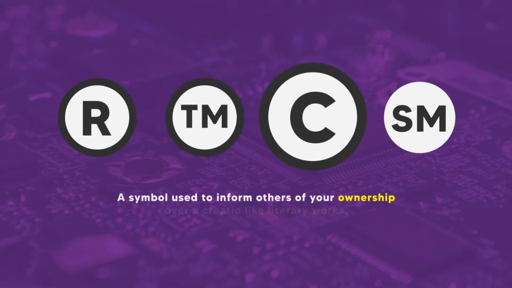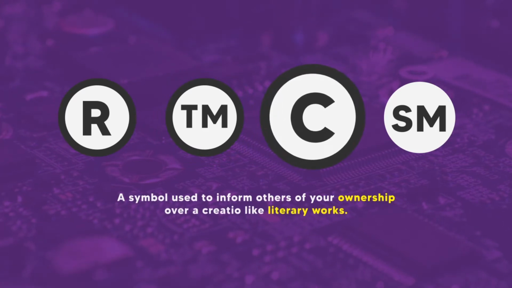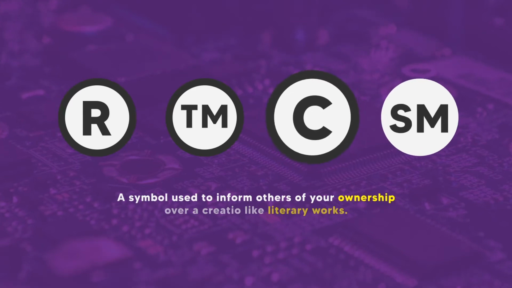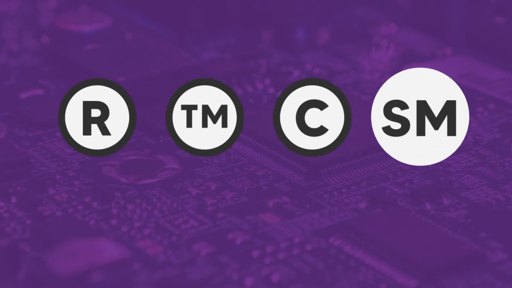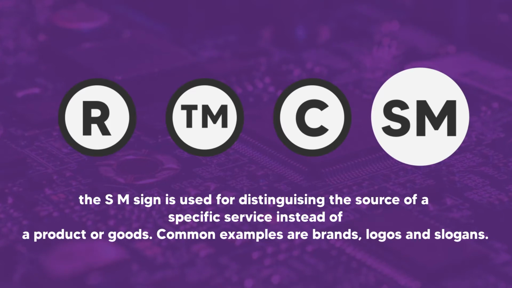The encircled C is used to show ownership in literary works like books, magazines, journals, and other print media. When you see this mark, you are not allowed to replicate any part of it without permission. The SM sign is used for distinguishing the source of a specific service instead of a product or goods. Common examples are brands, logos, and slogans.